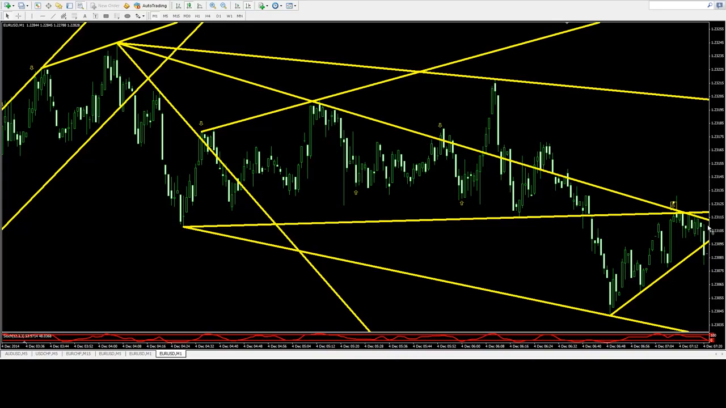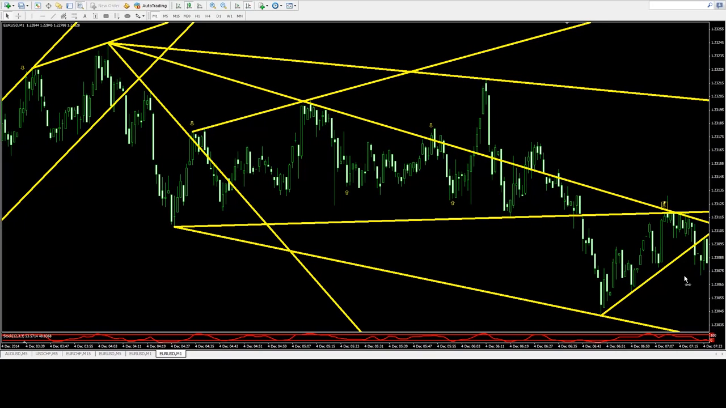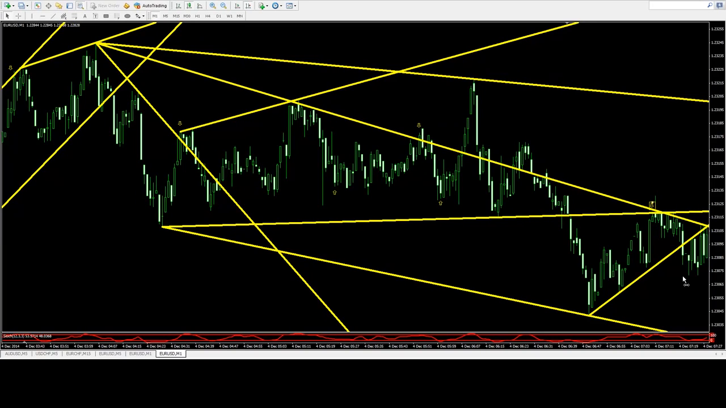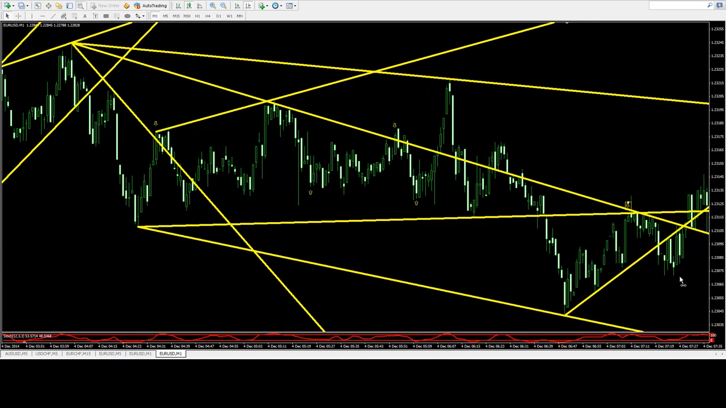So I wouldn't place the trade up here yet. I would want to see what happens, because we are getting to the end of this triangle. As you're getting into the end of these triangles, maybe you want to avoid making trades, because we can expect larger movements. Okay, so this is what happened.